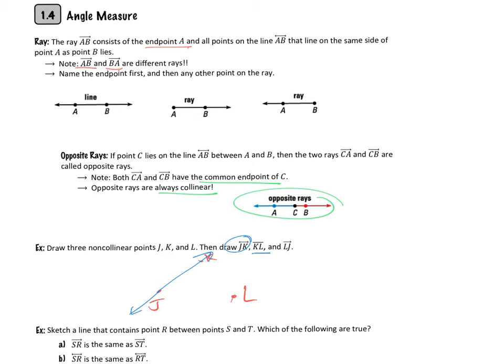Next, we're going to look at segment KL. It goes from point K exactly to L exactly. Finally, we have ray LJ, so we will start at L, and we will go in the direction of J with a line that way. You'll notice that ray LJ does not extend to the right of point L.